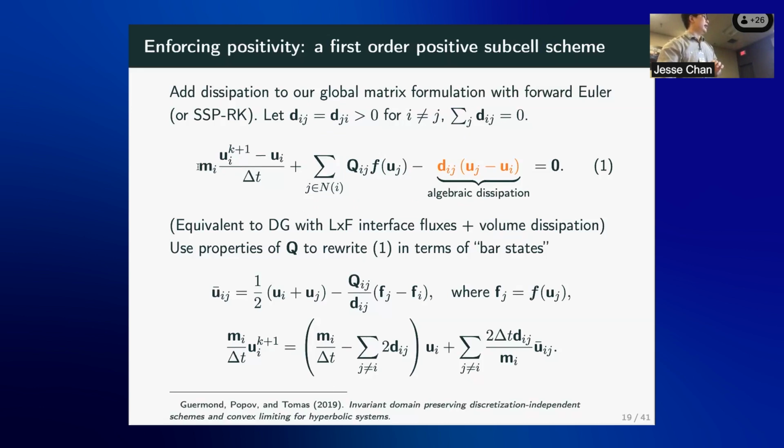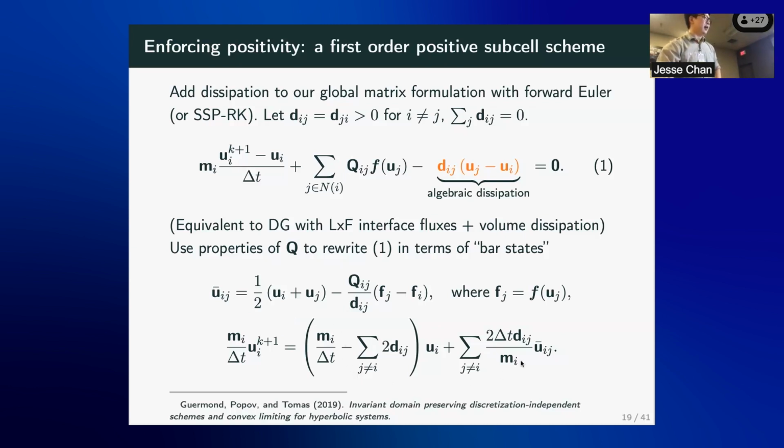And the key idea is that if we take this scheme, equation 1, then we can actually do an algebraic reformulation into this scheme down here. So we can get that the update u_i at each node, at the next time step, is basically equal to some convex combination of the previous solution, u_i, and some strange intermediate bar states, u bar ij. And these bar states look like the following.